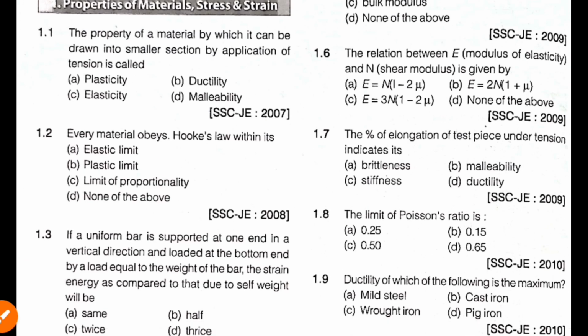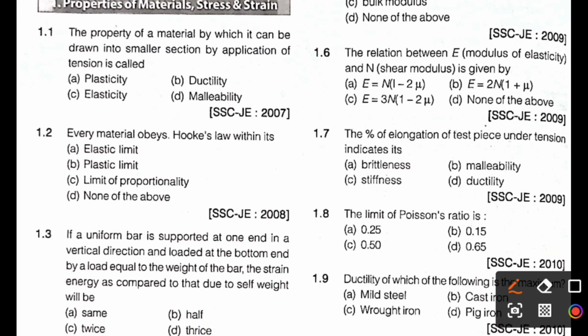Then the next question. Every material obeys Hooke's law within the elastic limit, plasticity limit, proportionality limit, or another option. So option C is correct: the limit of proportionality, because Hooke's law is obeyed within the limit of proportionality. Hooke's law says that stress is directly proportional to strain.